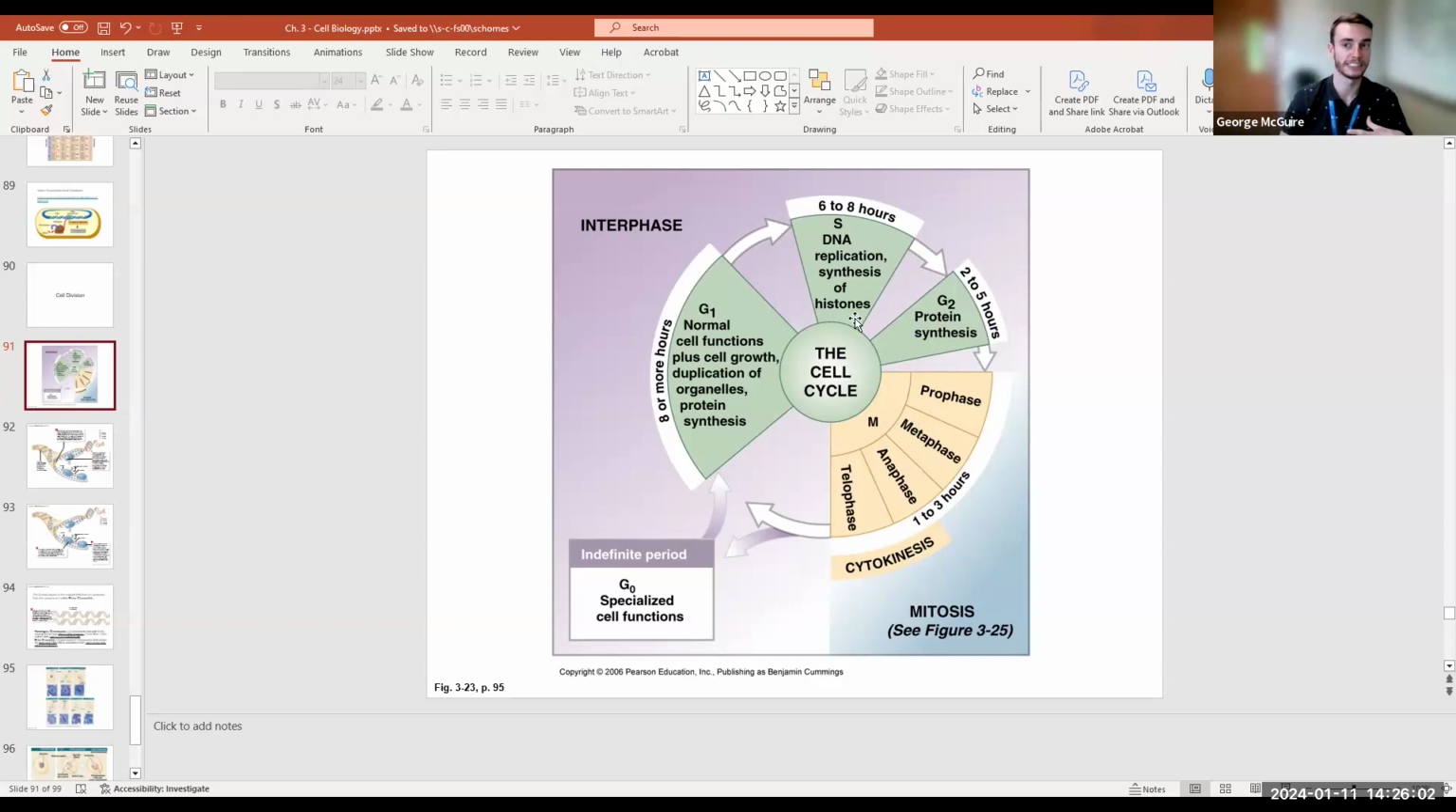So all of interphase is just preparation. Okay? And so we have G1 and G2, which stand for growth 1, growth 2, or gap 1 and gap 2, depending on what you're looking at. And then we have our S phase, which is for synthesis, because during S phase is where we are going to synthesize all of our new DNA.